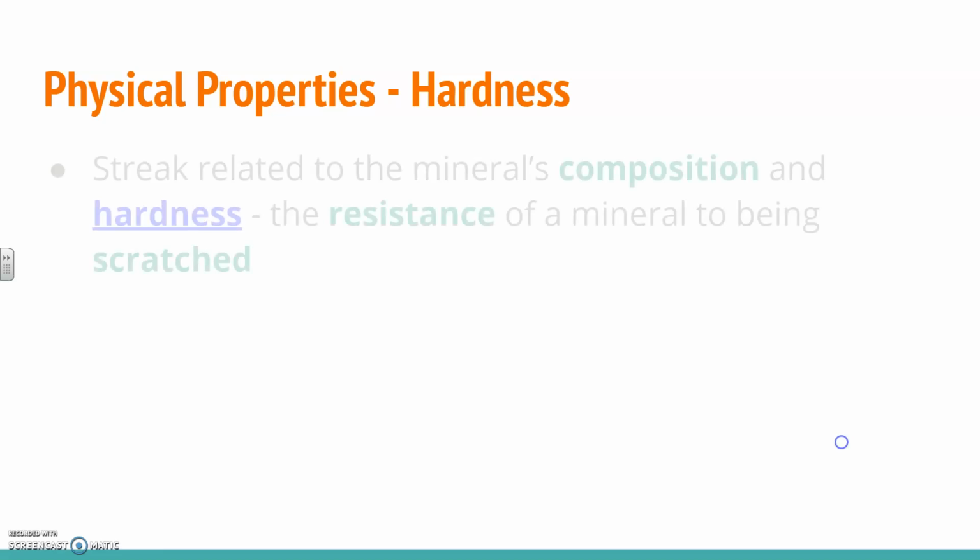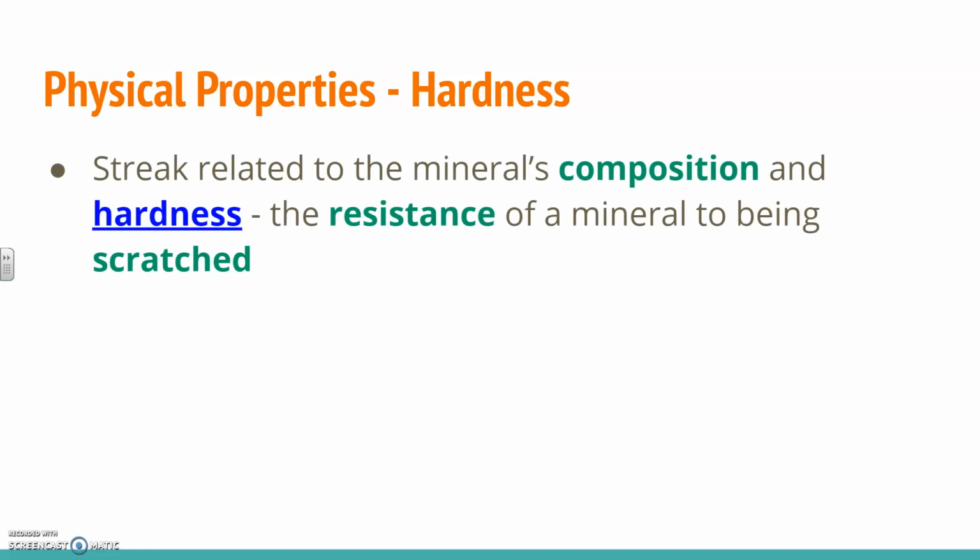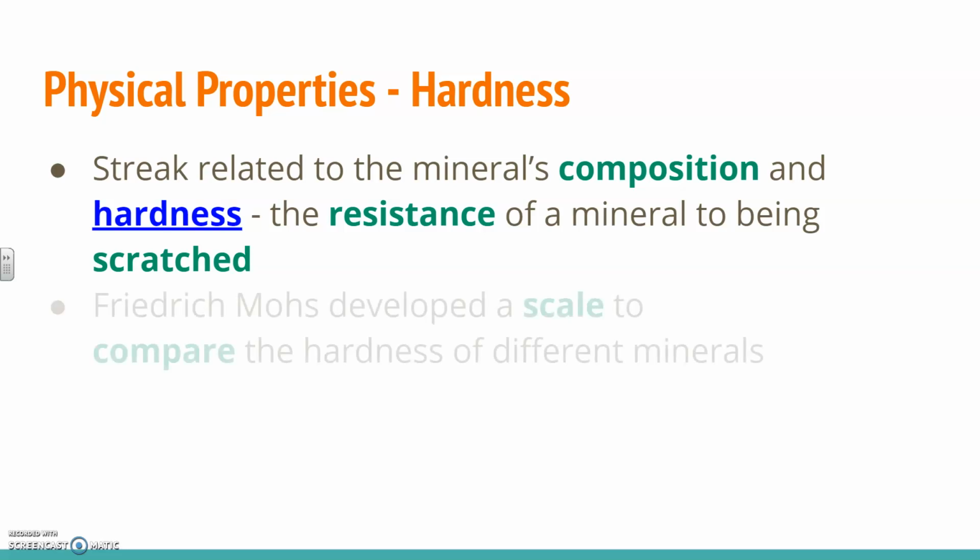And the last one we're going to talk about today is hardness. Streak is related to the mineral's composition and hardness. And just like you already know, hardness is the resistance of a mineral to being scratched. It's the exact same thing with anything in life. Okay, if you're wearing a helmet when you're riding a bike, your helmet's very hard. It's hard to scratch your head. Whereas if you go out without a helmet and you wipe out, super easy because your head's really soft. Same thing here, okay? Some foods are very hard. Jolly Ranchers, super hard. Whereas Tootsie Rolls, super soft. It's the exact same thing.